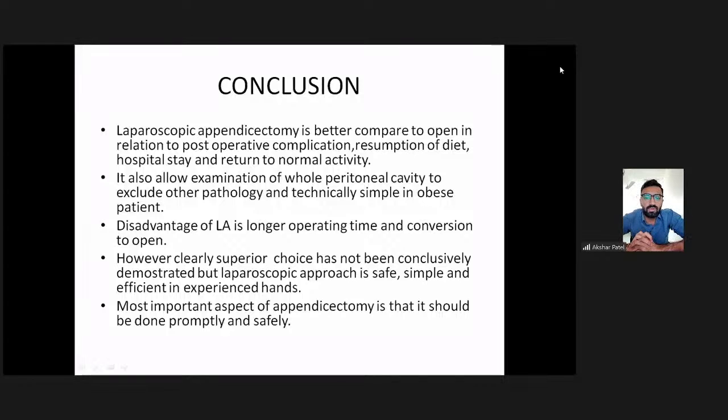However, a clearly superior choice has not been conclusively demonstrated, but laparoscopic approach is safe, simple, and efficient in our experience. And the most important aspect of appendicectomy is that it should be done promptly and safely. Thank you.